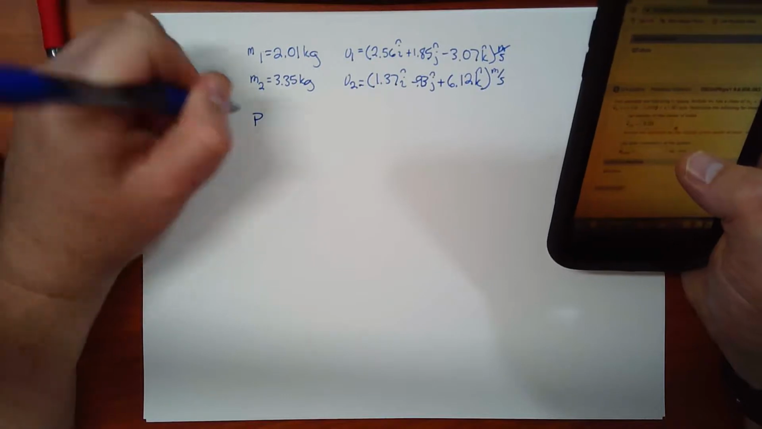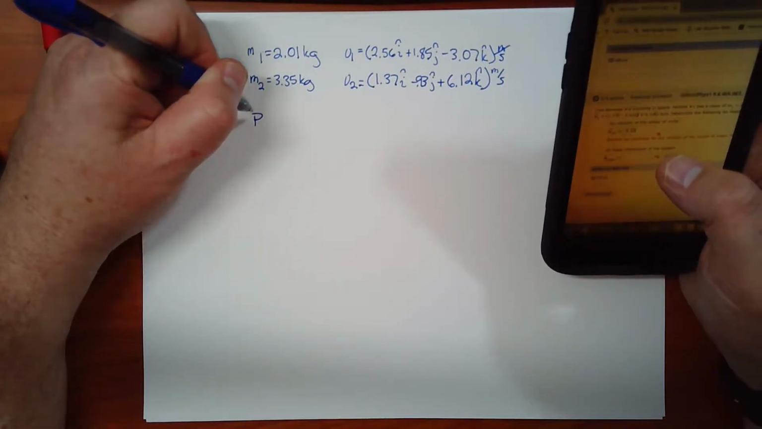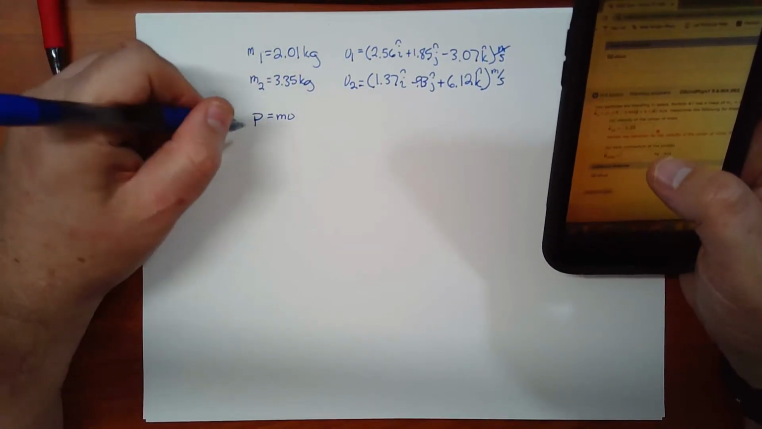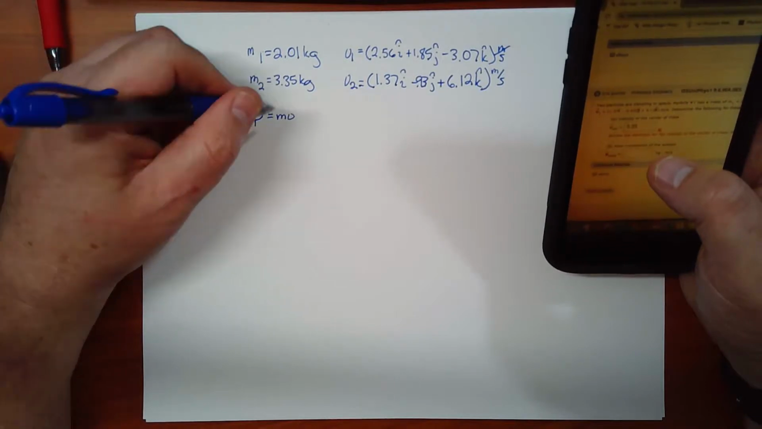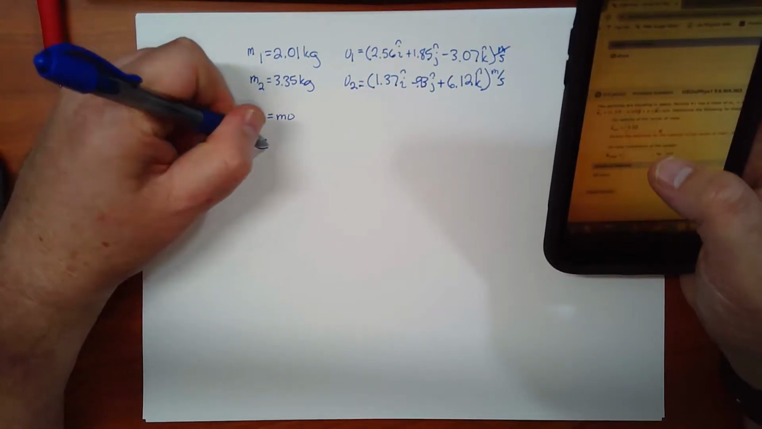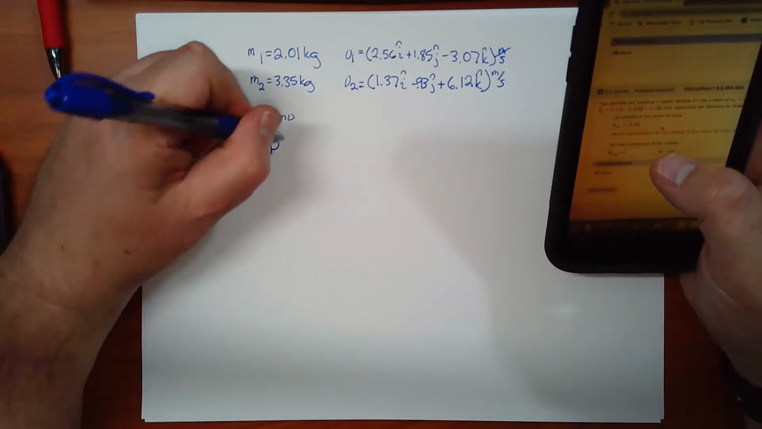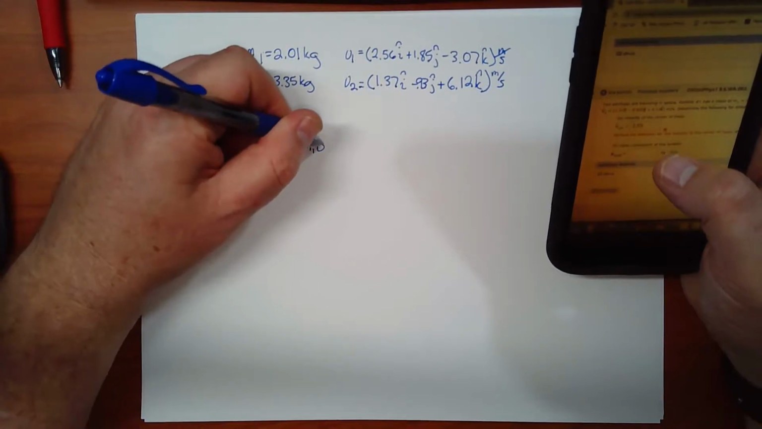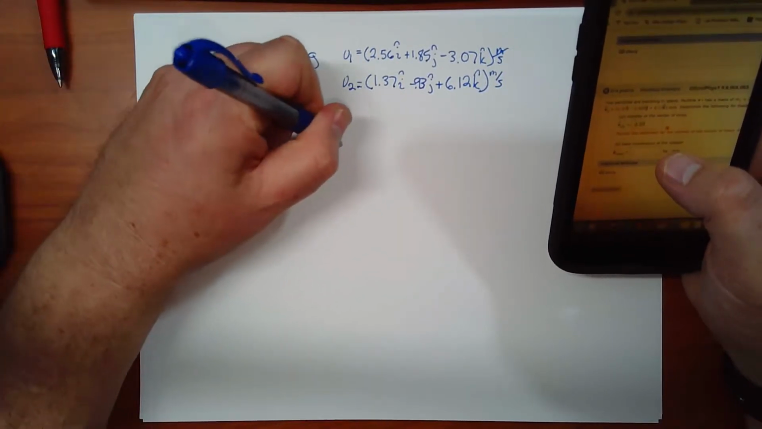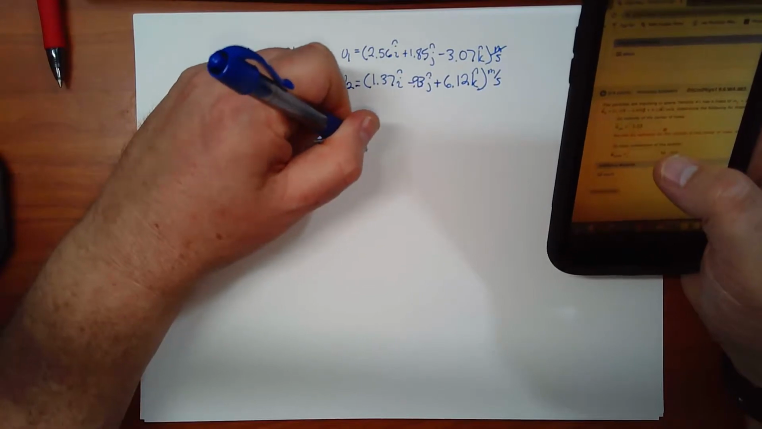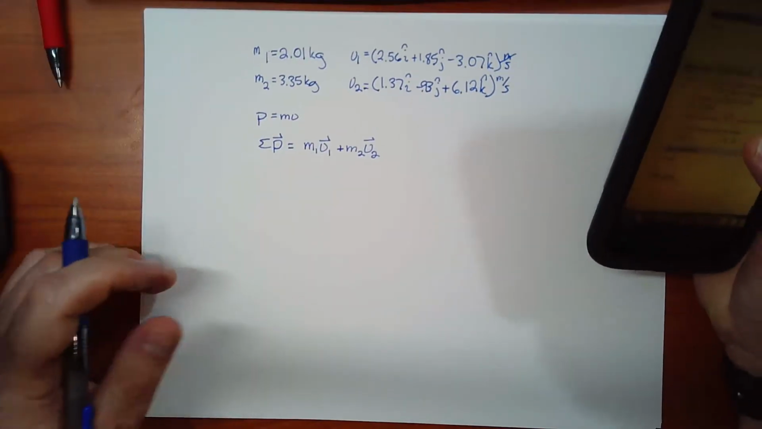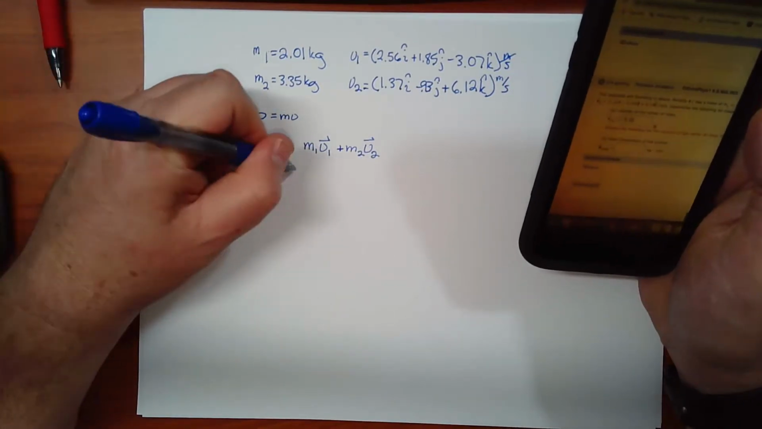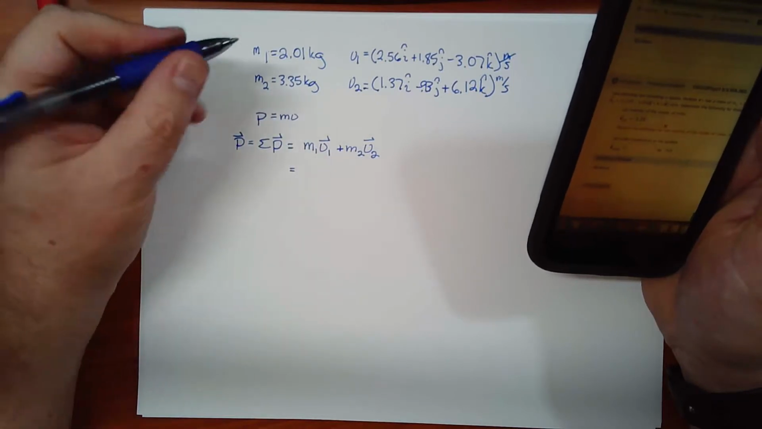So what we're doing is we're going to add momentum. Momentum is mass times velocity. So the sum of the momenta is going to equal m1 v1 vector plus m2 v2 vector. And we'll get the total momenta vector.